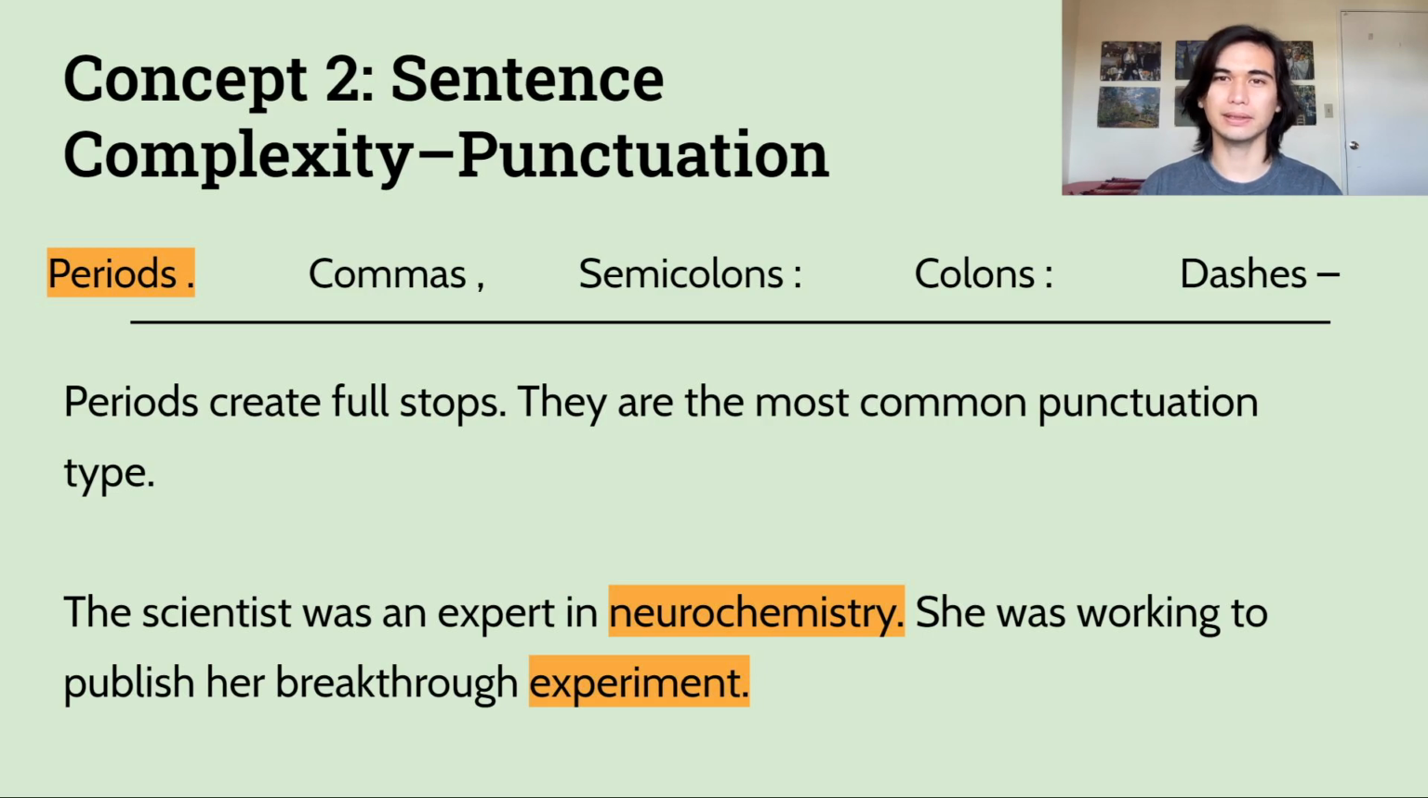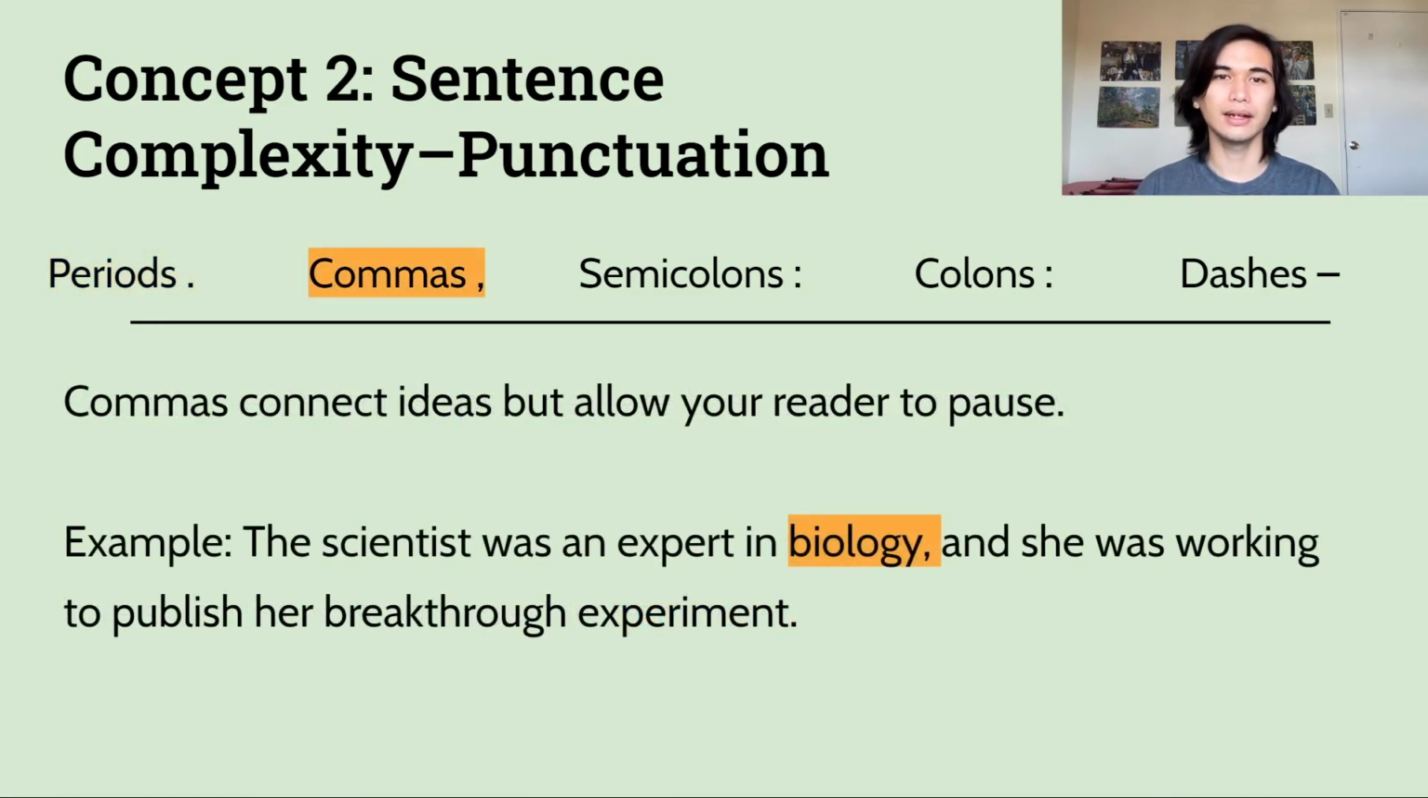Periods create full stops. They are the most common punctuation type. The scientist was an expert in neochemistry. She was working to publish her breakthrough experiment. Commas connect ideas but allow your reader to pause. For example, the scientist was an expert in biology, and she was working to publish her breakthrough experiment. Notice how the comma here is paired with the word "and" to combine the two sentences.